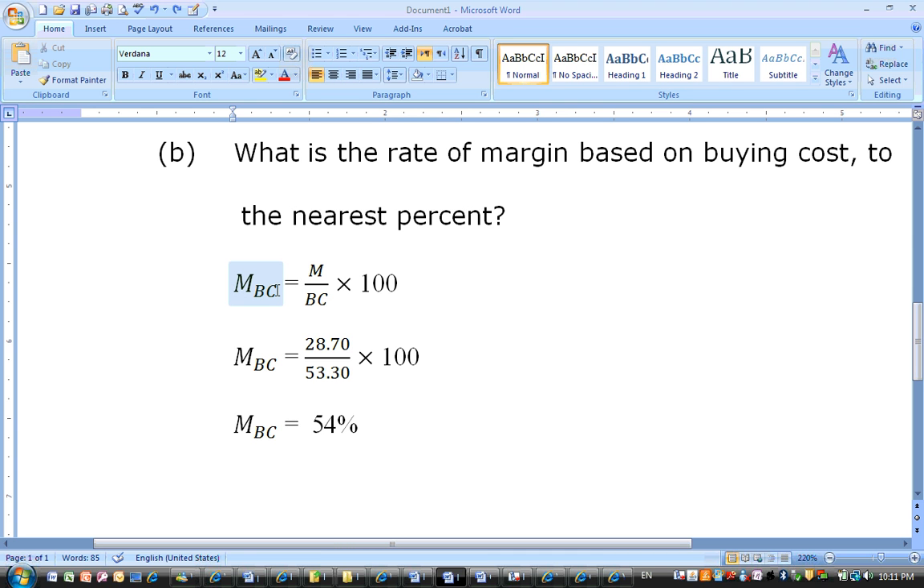Usually when you calculate any rates, you just put the amount over your buying cost, which is your original, times 100. Put the values of the margin and the buying cost into the formula, multiply by 100, then your calculation will give you the margin is equal to 54% of the buying cost. And this is the end of the question. Hope it's clear.